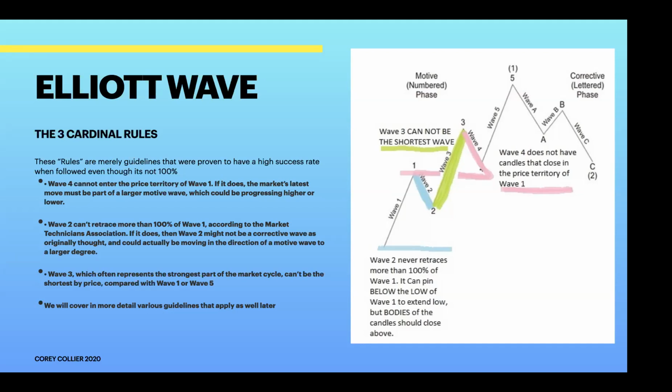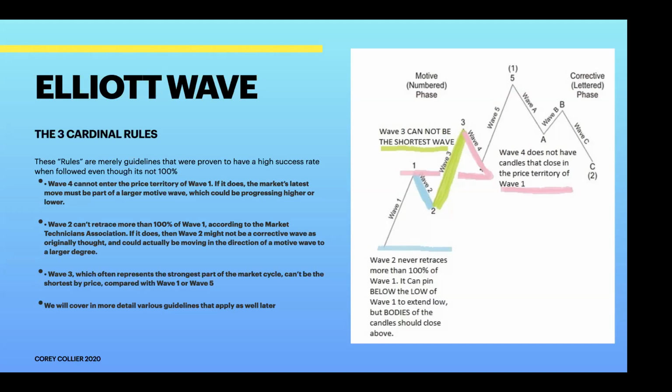Wave 3, which often represents the strongest part of the market cycle, can't be the shortest by price when compared to wave 1 or wave 5. Now again, understand, guys, that this isn't 100%. Sometimes wave 3 isn't the longest. Sometimes it's wave 5. Sometimes it's wave 1.